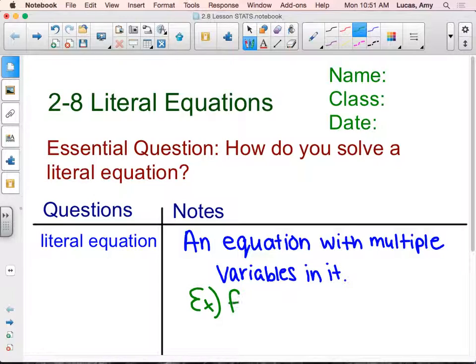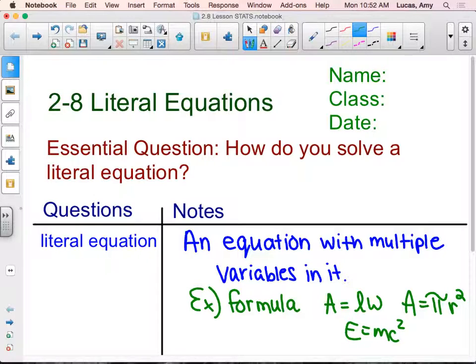Any formulas that you've seen in math class or in science class would apply. Those are literal equations. So like maybe you saw a formula like area equals length times width, or area equals pi r squared, or maybe E equals mc squared. Any formula or any equation that has more than one variable in it could be considered a literal equation.